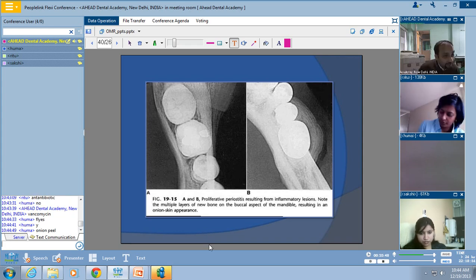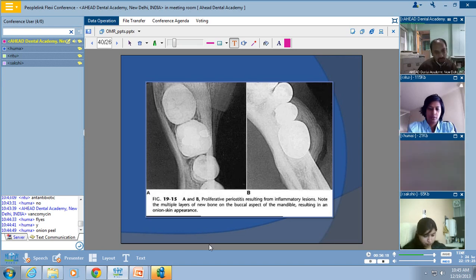In addition to this, remember Garre's osteomyelitis. This is not osteonecrosis. I am repeating it. This is not osteonecrosis. This is Garre's osteomyelitis. So please do not confuse osteonecrosis with Garre's osteomyelitis. Garre's osteomyelitis, what is it? Is it suppurative or non-suppurative? It is non-suppurative. The non-suppurative type of osteomyelitis is called Garre's osteomyelitis.